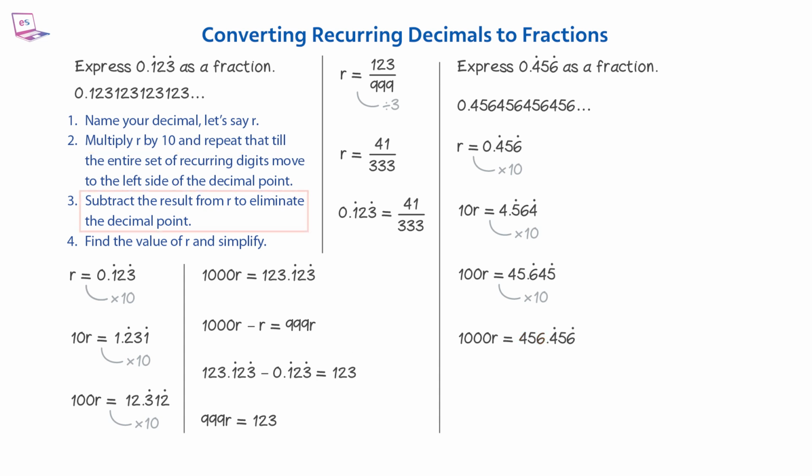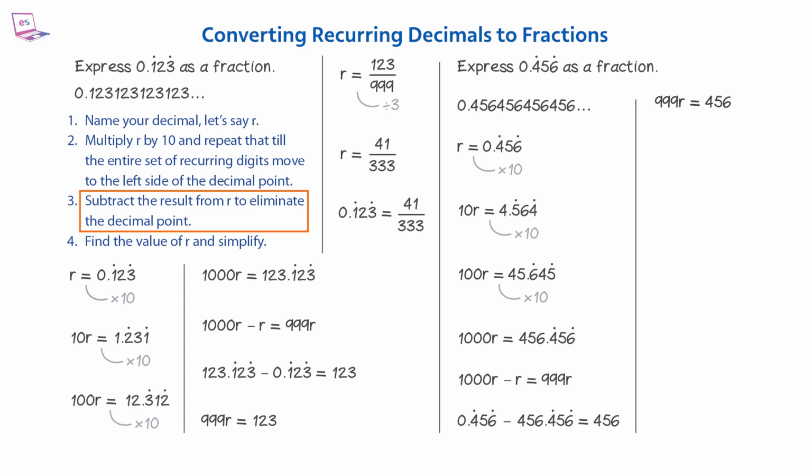Now, let's subtract single R from both sides of the equation. The value of R equals 0.456 recurring. 1000 R minus R equals 999 R. Subtracting 0.456 recurring from 456.456 recurring completely removes the recurring part, and we get 999 R equals 456.